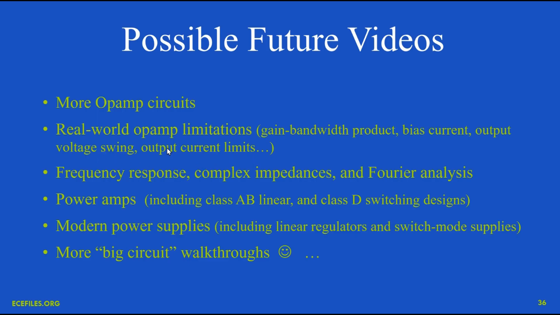Other possible future videos is to look at operational amplifiers and detailed design. We have to know things like the gain bandwidth product, how high a frequency can these things process, the bias current that we briefly touched on today. There's limitations on the output voltage swing, how high, how low can it swing, usually limited by power supply rails, but also by the internal op-amp design. And how much current and ultimately how much power can these things put out.